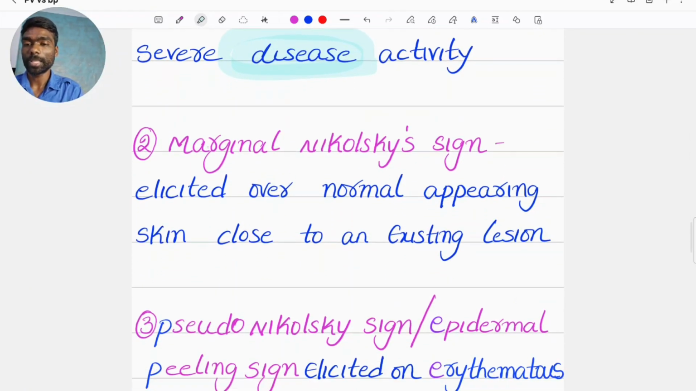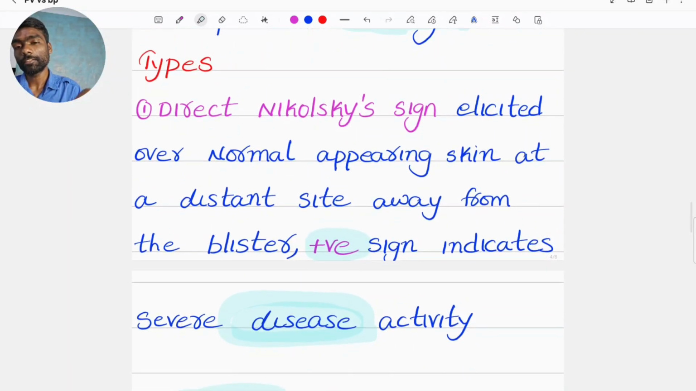Marginal Nikolsky sign, in the name itself, remember there is margins, close to the existing lesion. When a lateral pressure and shearing force is applied close to an existing lesion on a normal appearing skin, it is marginal Nikolsky sign. Remember N for Nikolsky sign, N for normal appearing skin.